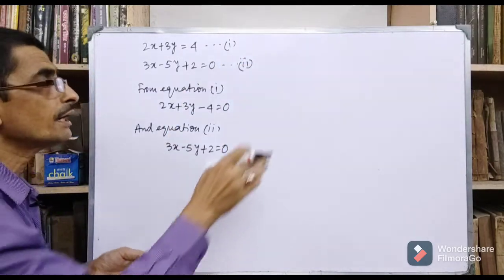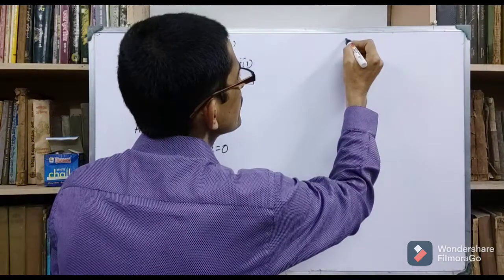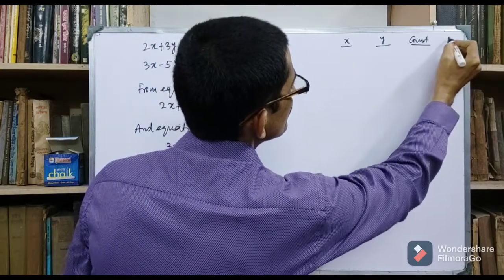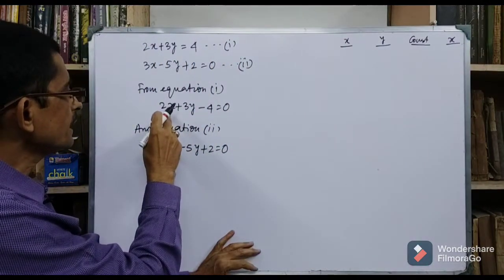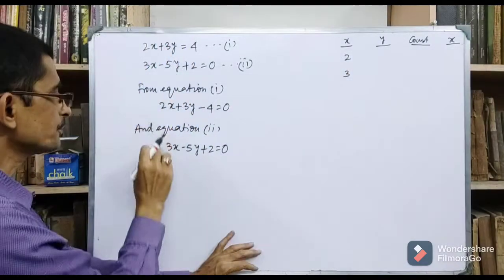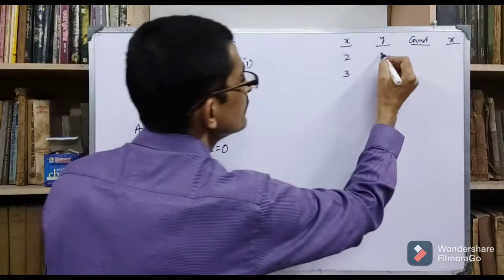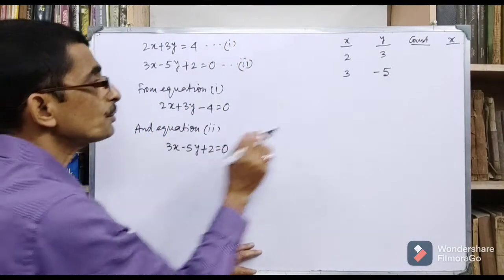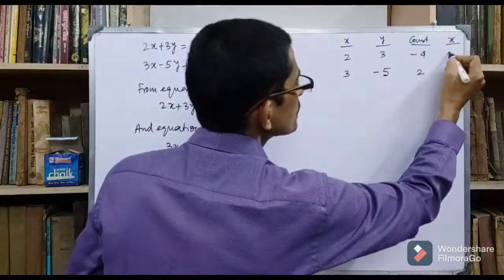So we will write them. I prefer to do it on the rough space. You can do it in the main space also. So here I will write coefficient of x, coefficient of y, constant term, and again once more coefficient of x. This is the process. Coefficient of x, 2 and 3 with their proper sign. Here the signs are positive, so I am not writing anything. Here the coefficients of y, 3 and minus 5, see I have written with its proper sign, and minus 4, 2, these are the constant terms. Again I will write the coefficients of x.